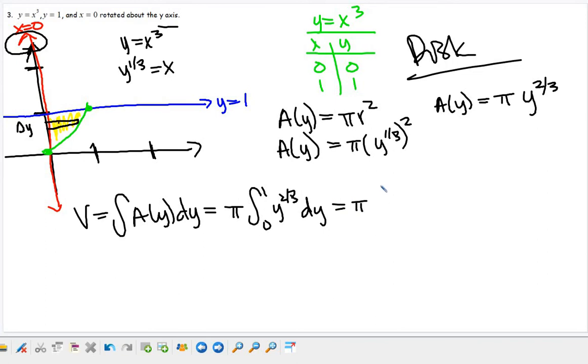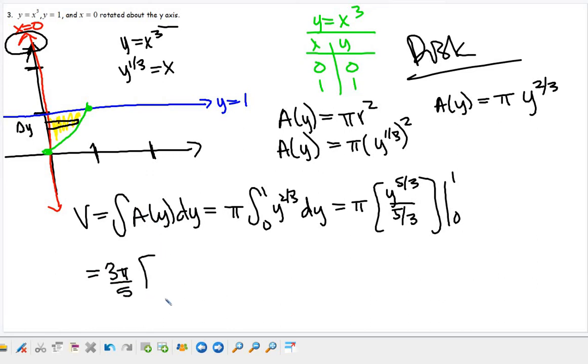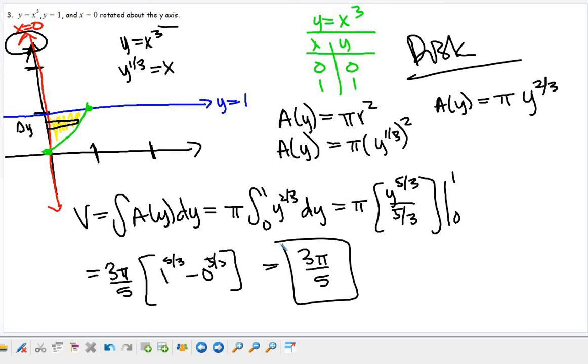Y to the 2/3 dy. So we have pi times y, so we add 1, so y to the 5/3 divided by 5/3, evaluated from 0 to 1. So I'm going to bring my 3/5 out, so I have 3 pi over 5 times 1 to the 5/3 minus 0 to the 5/3. It's just going to be 1. So we get 3 pi over 5. Okay.